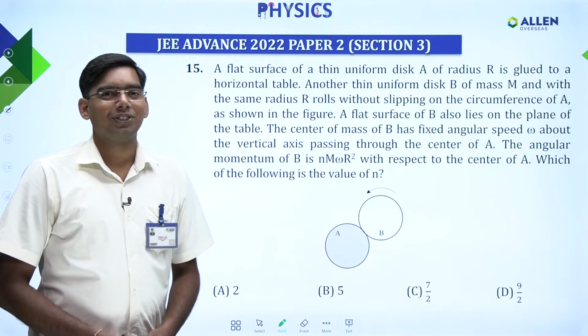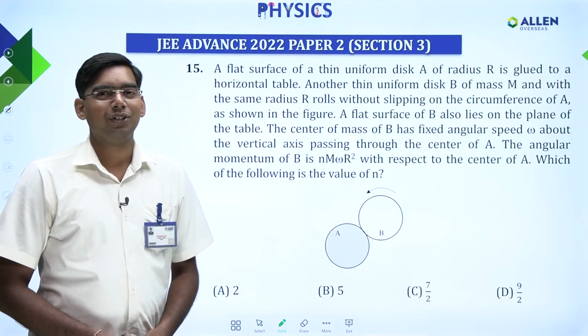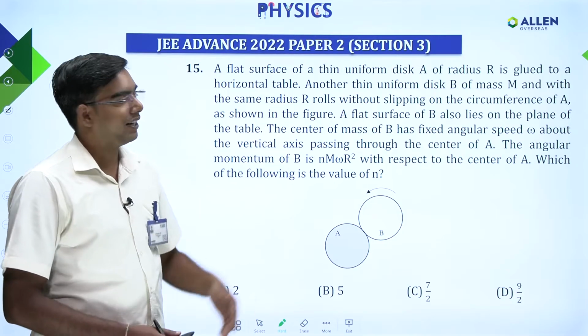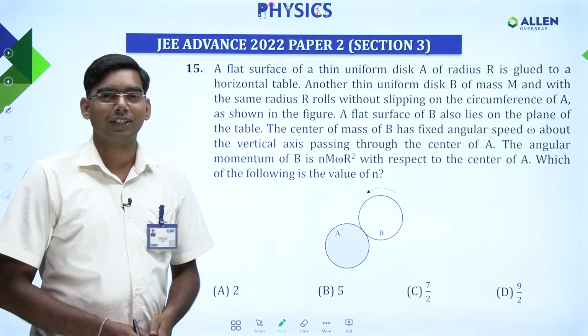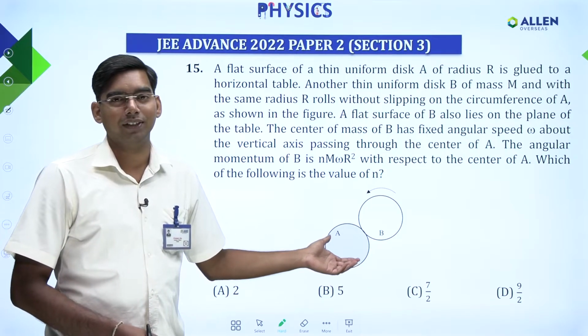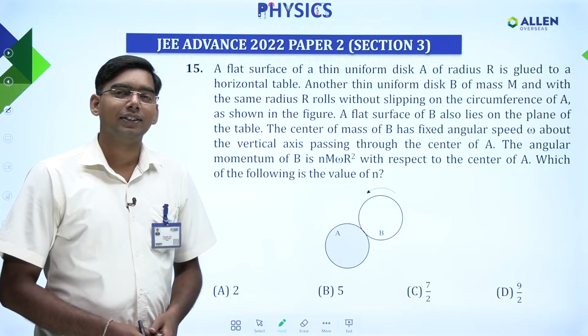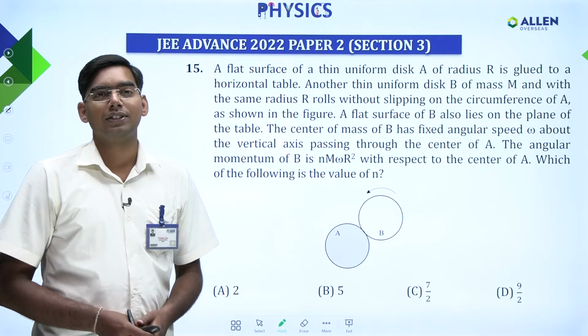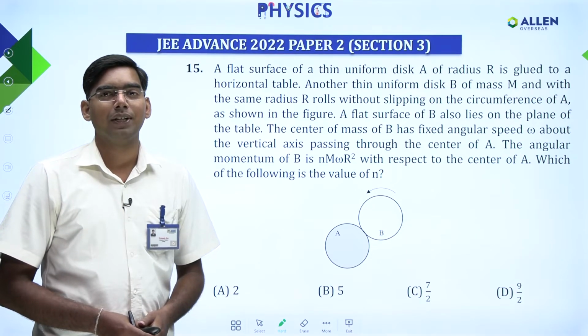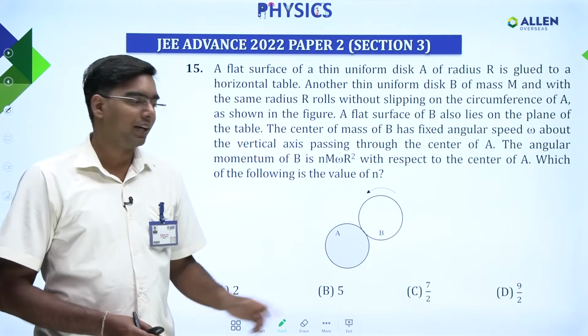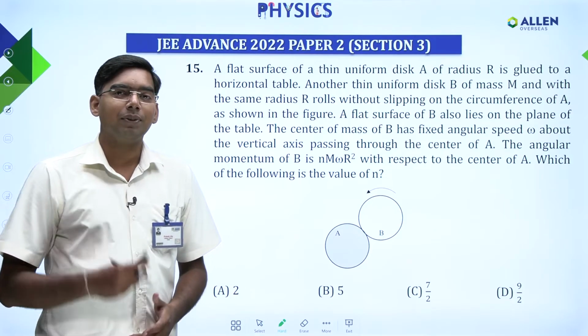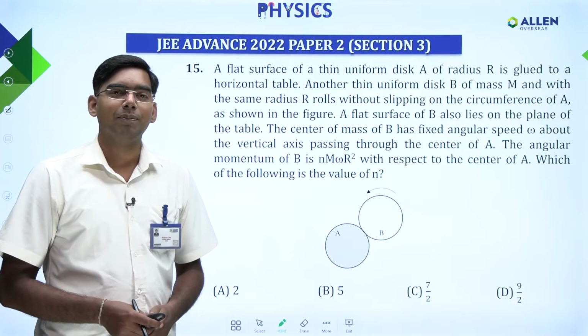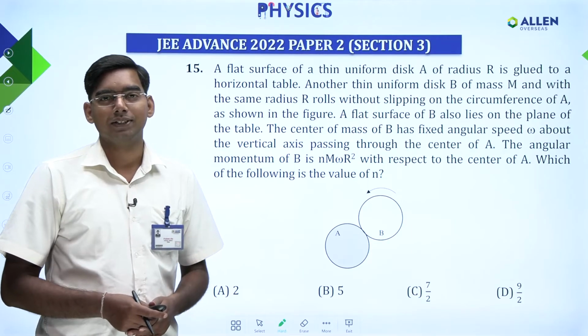What do we have in this question? We have a flat surface of thin uniform disk A of radius R, and that is glued to the horizontal surface. That means this disk is not going anywhere, right? It's a fixed disk. Another thin uniform disk B of mass M with the same radius R rolls without slipping on the circumference of A as shown in the figure. Disk B also lies on the same plane. That means they are on the same plane. The plane is same. Good.